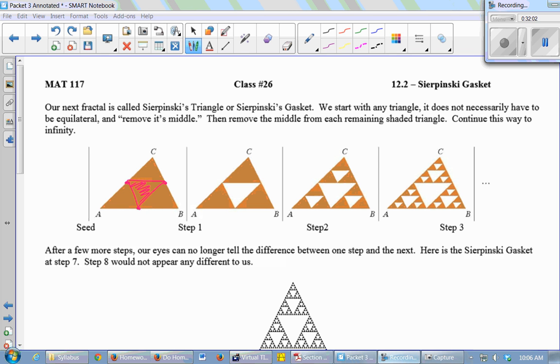Okay. So you're left with this triangle at step 1. And then you do that to all the triangles that remain, right? You take the midpoint of each side, connect them, and remove that chunk in the middle.